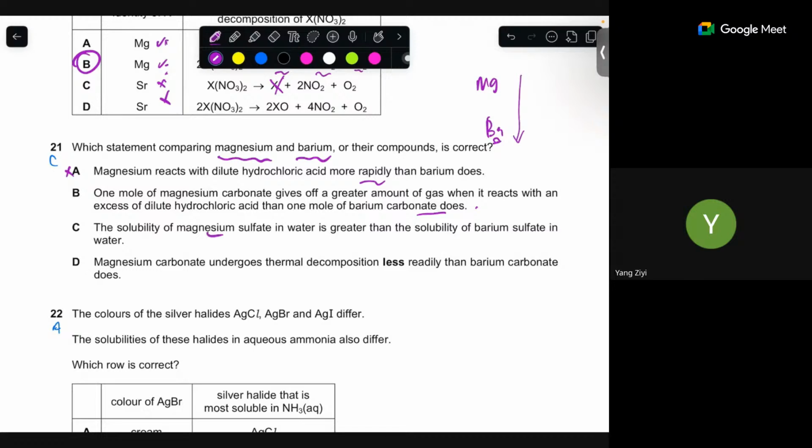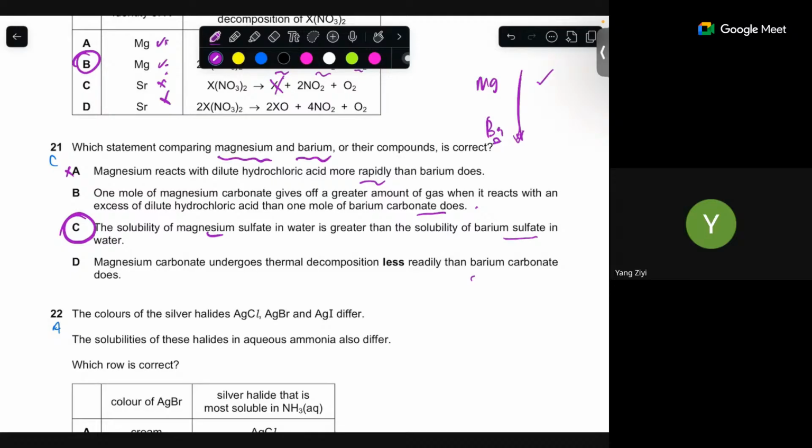But this one, solubility, magnesium sulfate and barium sulfate. Please remember, for sulfates going down the group, solubility decreases. So magnesium sulfate solubility is greater than the solubility of barium sulfate. This is definitely going to be correct. No need to worry about B, no need to worry about D, and so on.